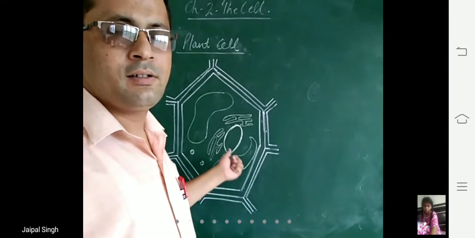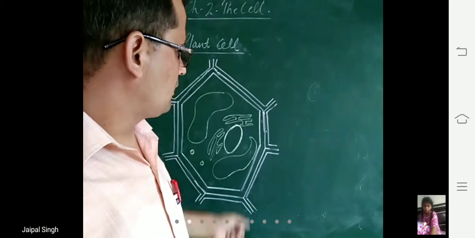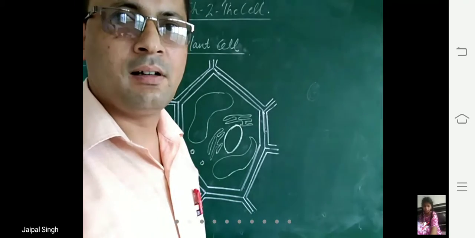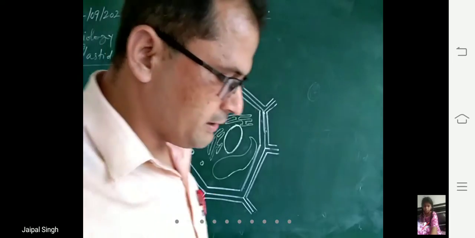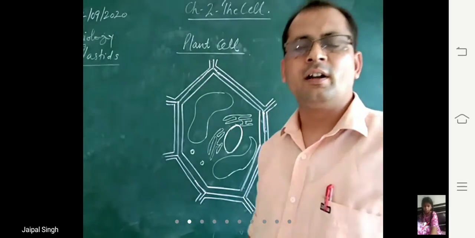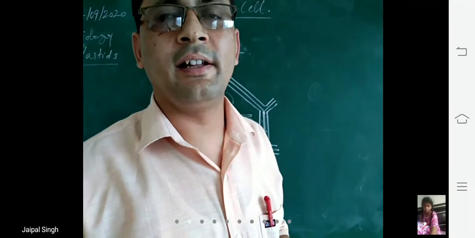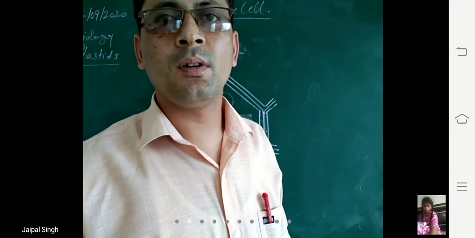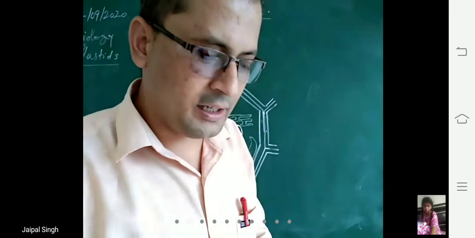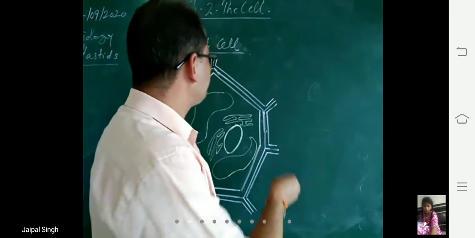This is the structure of a plant cell. You have to practice both the plant cell as well as the animal cell. Here you can see, first of all, the most important thing to remember in a plant cell is the presence of the cell wall. Cell wall is present in the case of a plant cell. So starting from the first, that is the cell wall.